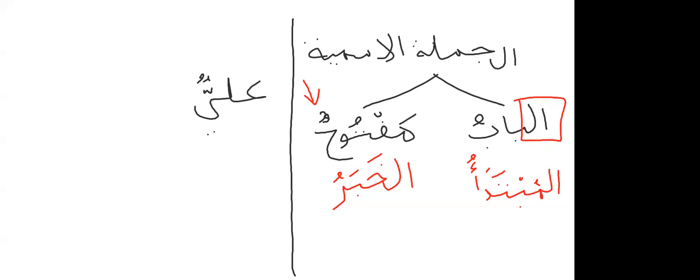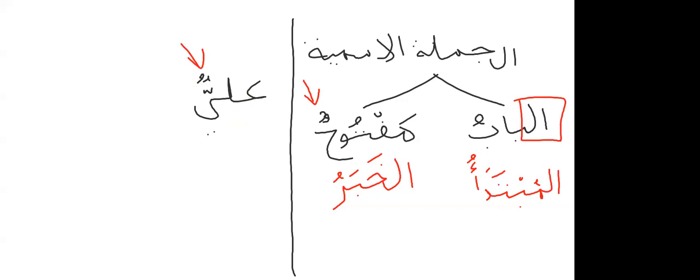Don't allow the tanween at the end of Aliyun to make you think that Aliyun is nakira. No. The dhammatan does not mean that Aliyun is nakira. In fact, Aliyun is ma'rifah. Why? Because Aliyun is a proper noun. Proper nouns are ma'rifah. It doesn't matter whether they have two dhammas or one dhamma.